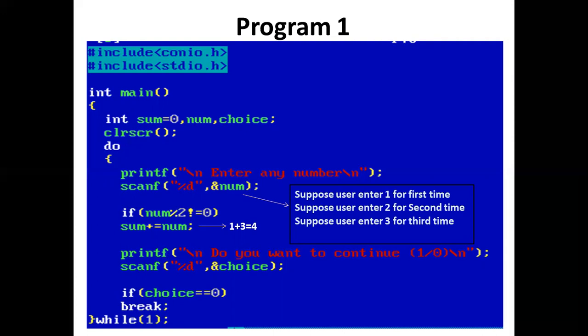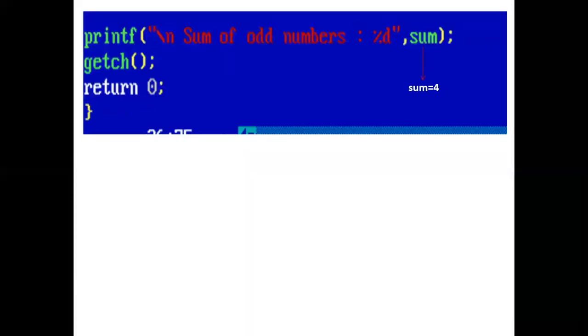Now the printf statement prints "do you want to continue? Press 1 or 0". The user presses 0. And if 0 equal to 0, true. So we come out of the infinite do while loop using break. Now the printf statement prints "sum of odd numbers is 4" and our program ends here.